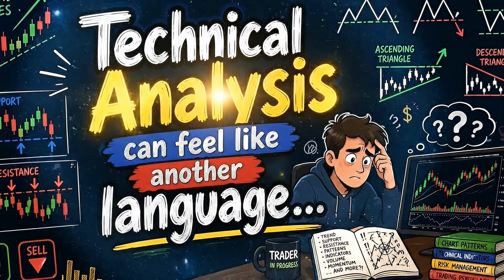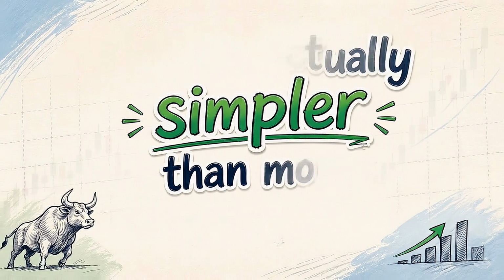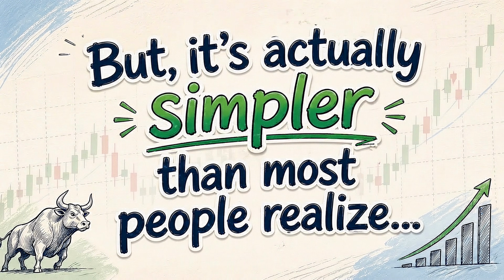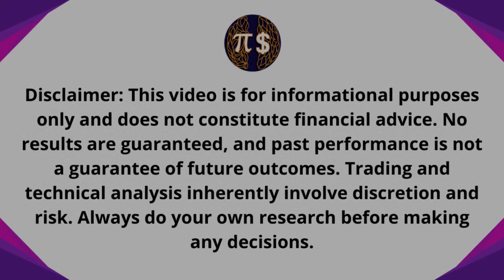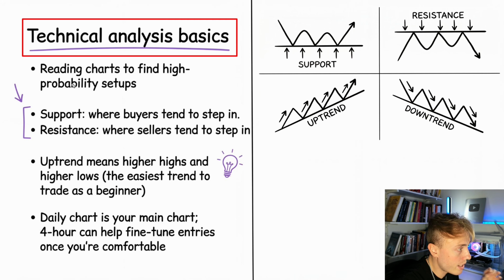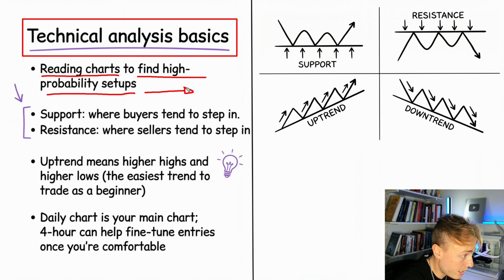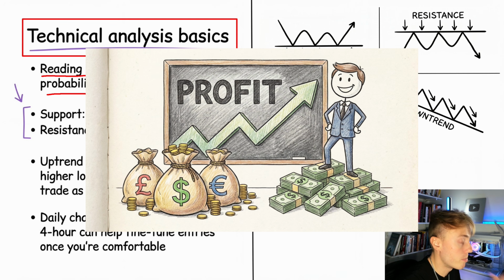Technical analysis can feel like another language, but it's actually simpler than most people make it. Here are the basics super quickly. Technical analysis is basically the process of reading and understanding charts to find high probability setups. Because if we can find high probability setups, we will make more money.